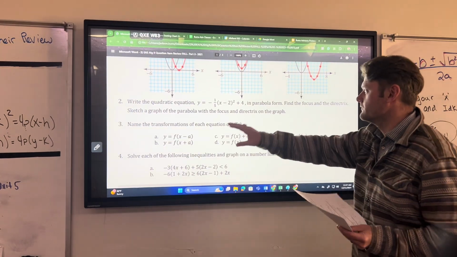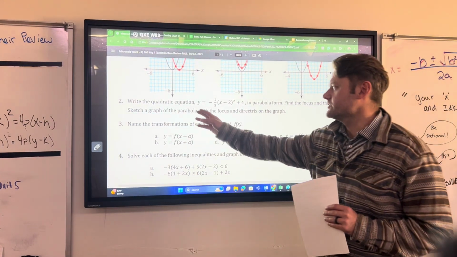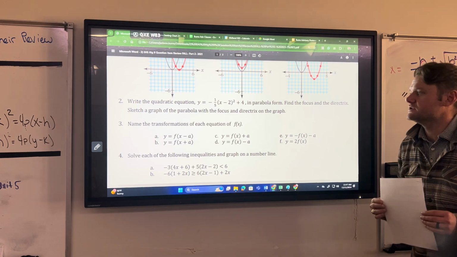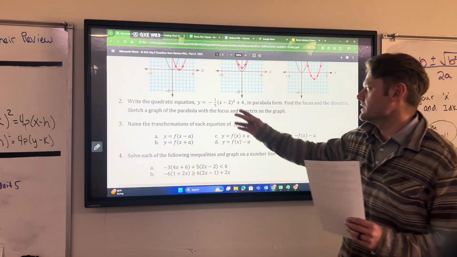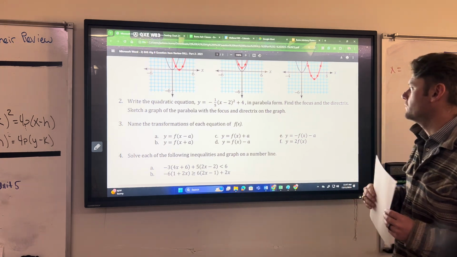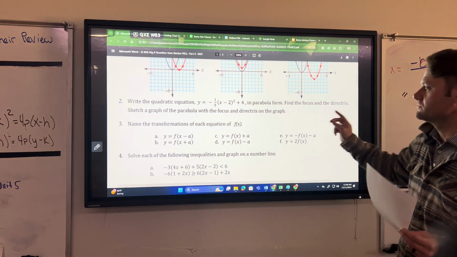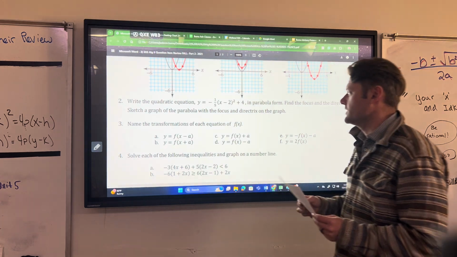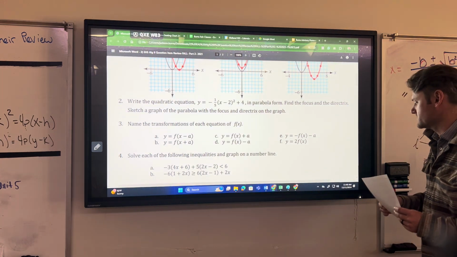All right, guys, this is if you need help on number 2. It said write the quadratic equation y equals negative 1/5 x minus 2 squared plus 4 in parabola form. Find the focus and directrix. Sketch the graph of the parabola with the focus and the directrix on the graph.